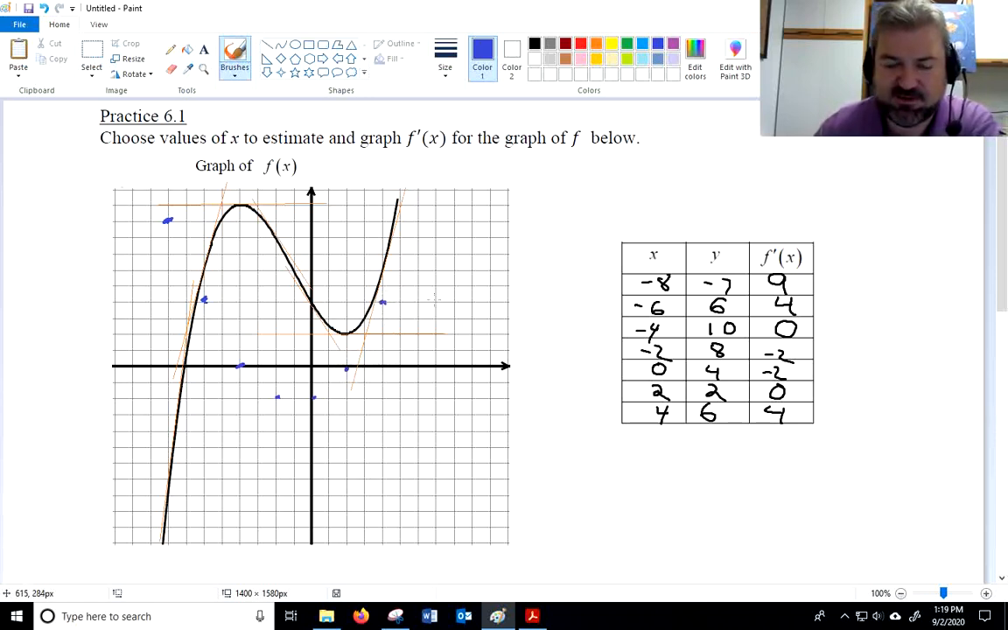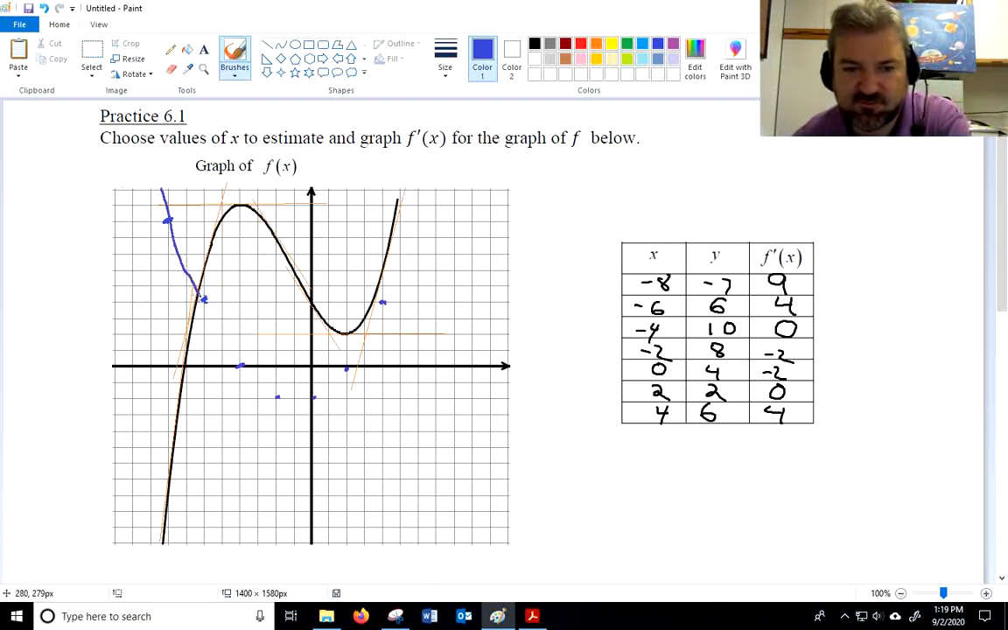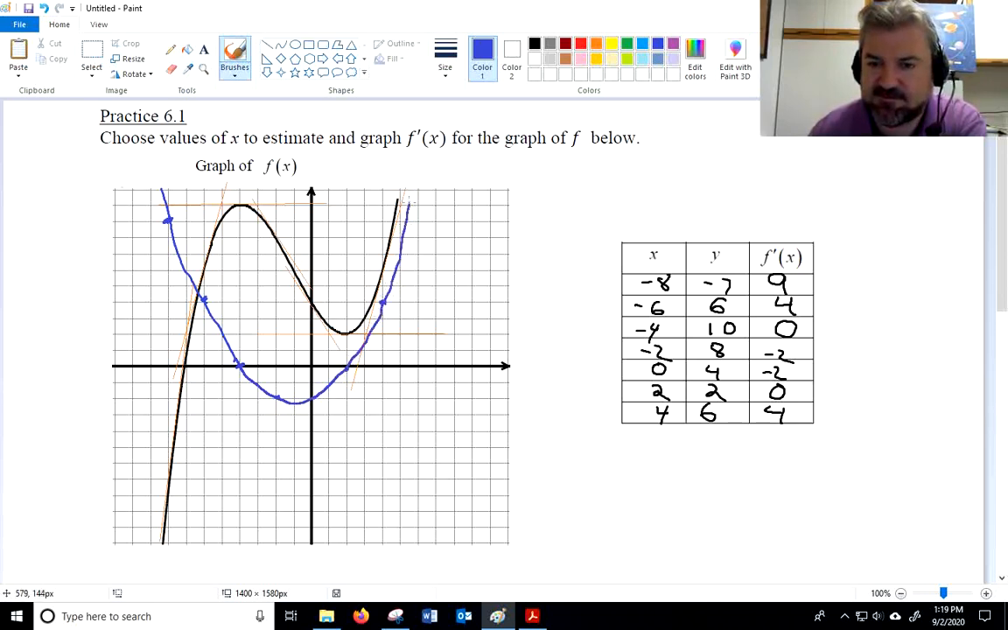So what shape is this making? Well, I think it's making some sort of quadratic kind of shape, like a parabola. And I bet it dips down a little bit and then starts coming back up and goes like that.